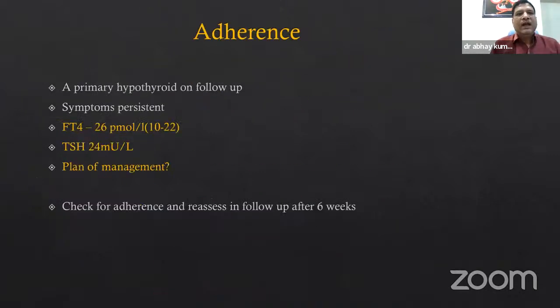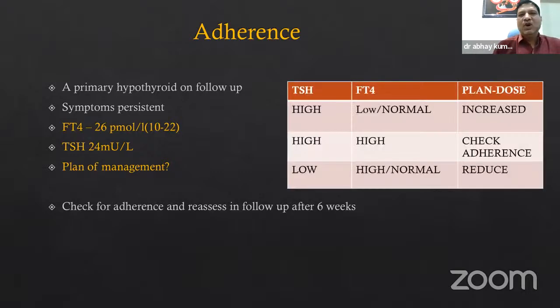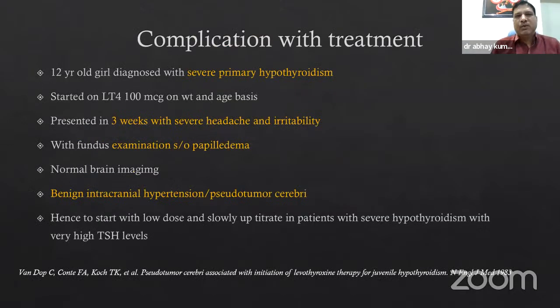Another important thing is adherence. Hypothyroid patient, FT4 is a little high, TSH is still high. In that case, one should check the adherence, because FT4 is high and TSH is high, which means the compliance is poor. So if TSH is high and FT4 is low normal, then it is planned to increase the dose. FT4 high, TSH high, then check the adherence. If TSH is low and FT4 is high, then reduce the dose. So this is the plan of management, particularly from the adherence point of view.